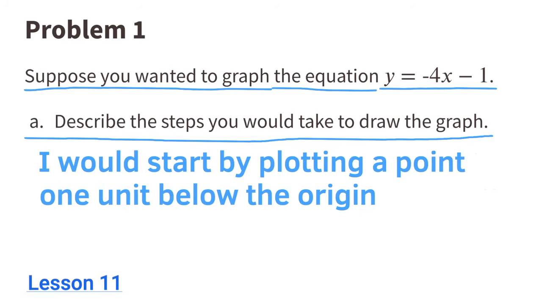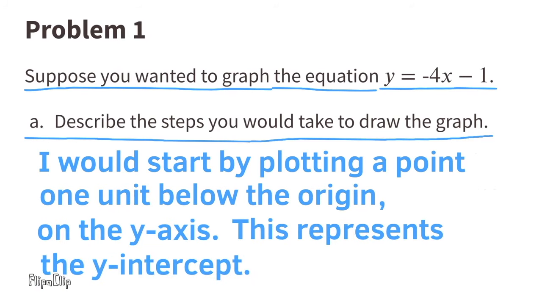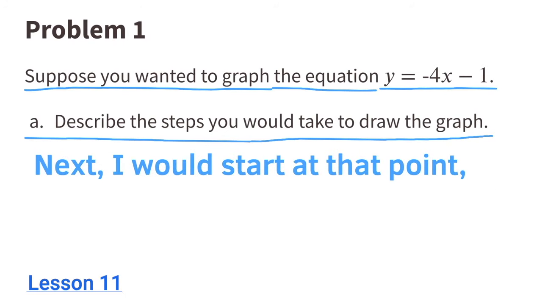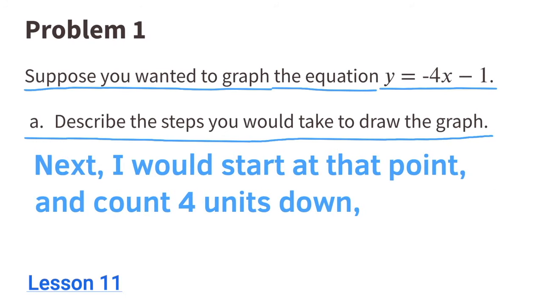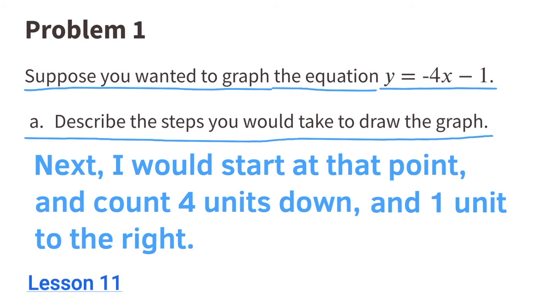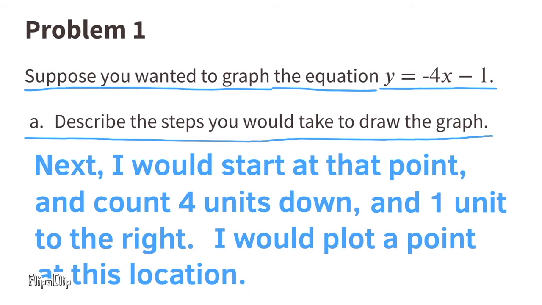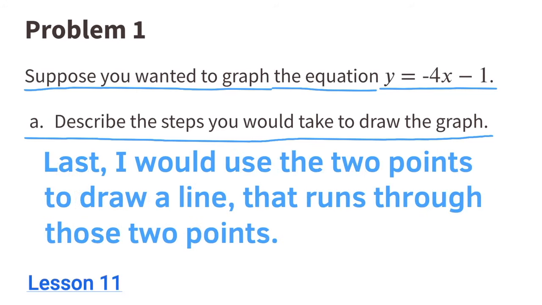I would start by plotting a point 1 unit below the origin on the y-axis. This represents the y-intercept. Next, I would start at that point and count 4 units down and 1 unit to the right. I would plot a point at this location. Last, I would use the 2 points to draw a line that runs through those 2 points.